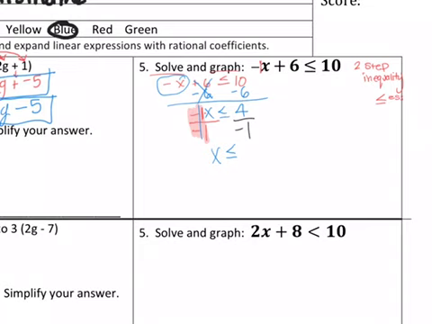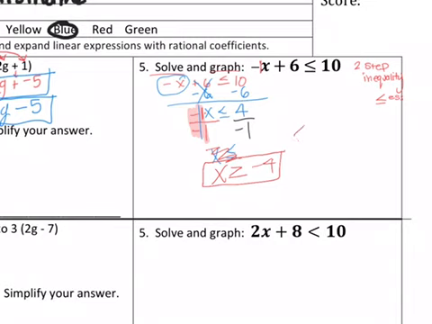remember I taught you guys something right before you went off on break? If you divide or multiply by a negative number, the inequality flips. So instead of this being less than or equal to, it flips into greater than or equal to. And then 4 divided by negative 1 is negative 4. So this is my answer.